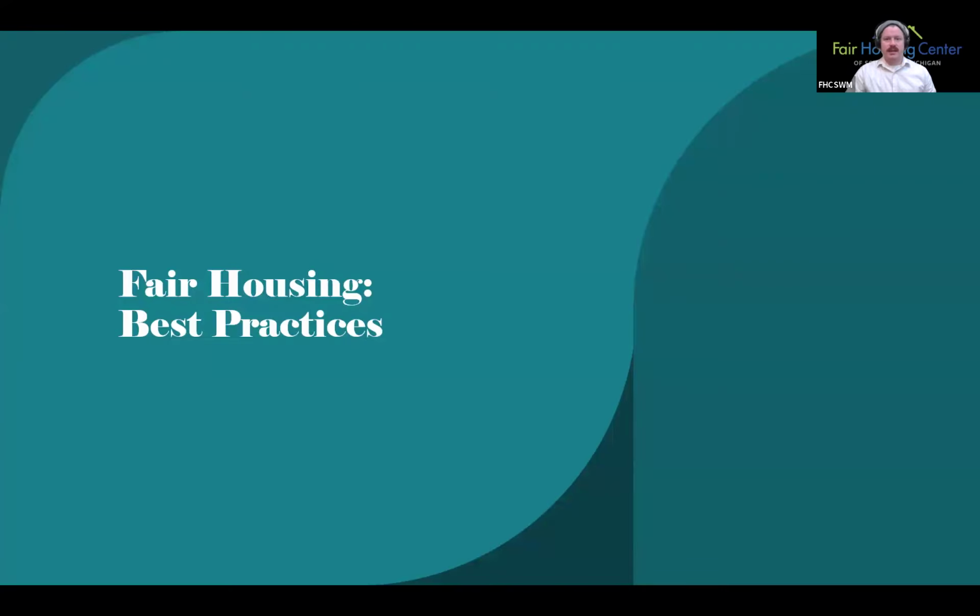As we've covered, there's a lot to fair housing law. So how best to avoid breaking the fair housing law? In brief, you want to treat people equally, you don't want to make assumptions, and you want to be open and honest at all times during the transaction.